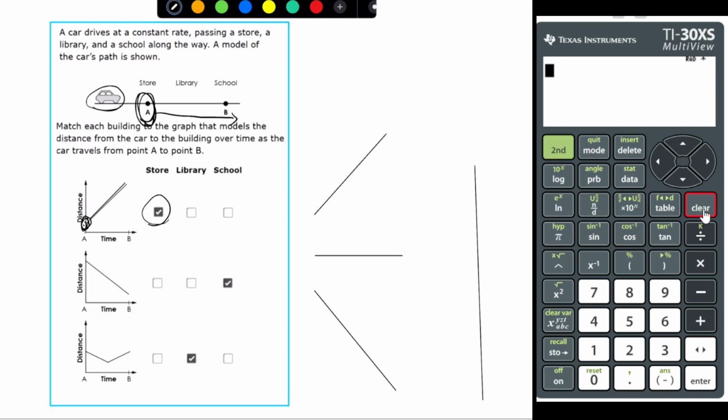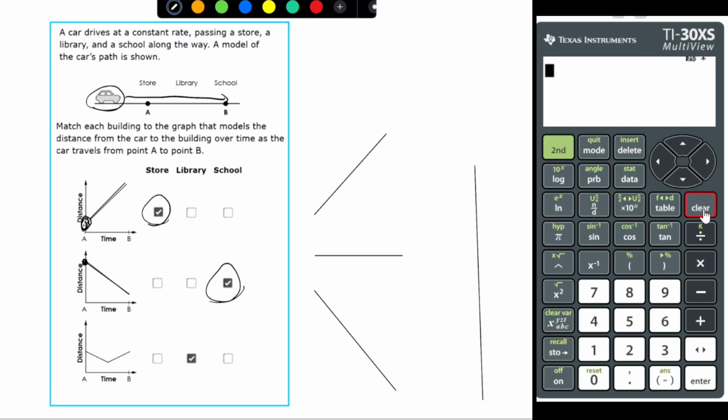Conversely, with the school, you're starting at the farthest point away from the school. As you're driving down this road, you will never get farther away from the school than where you are at that point. So you're starting at your furthest possible point, and as you get closer and closer to B, your distance from B goes down. So that's why this is this graph.